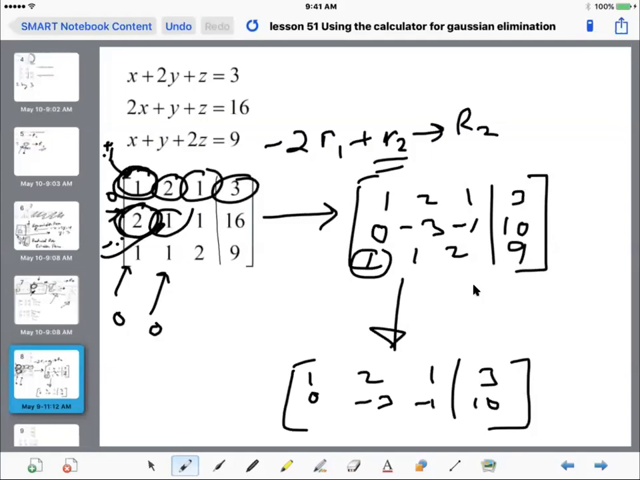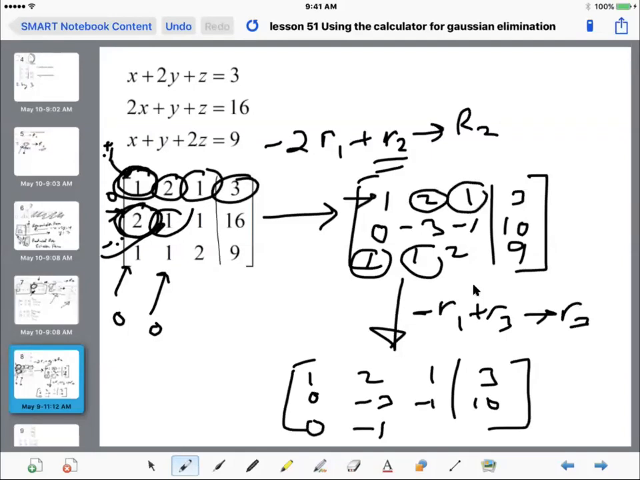That's right. Minus R1 plus R3 becomes R3. So minus 1 times 1 is -1 plus 1 is 0. Minus 1 times 2 is -2 plus 1 is -1. Minus 1 times 1 is -1 plus 2 is 1. And don't forget this guy. Minus 1 times 3 is -3 plus 9 is 6.